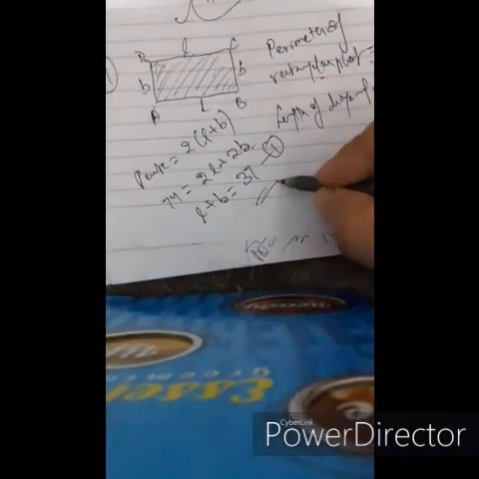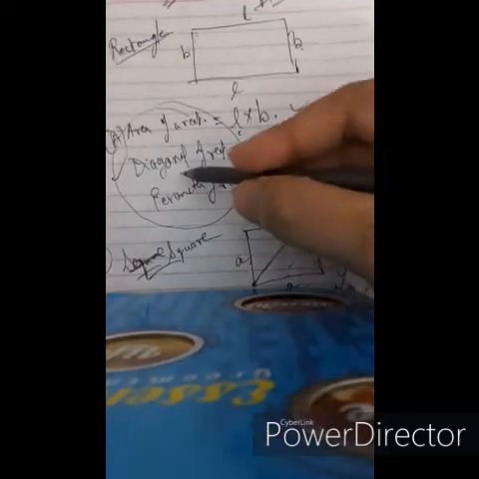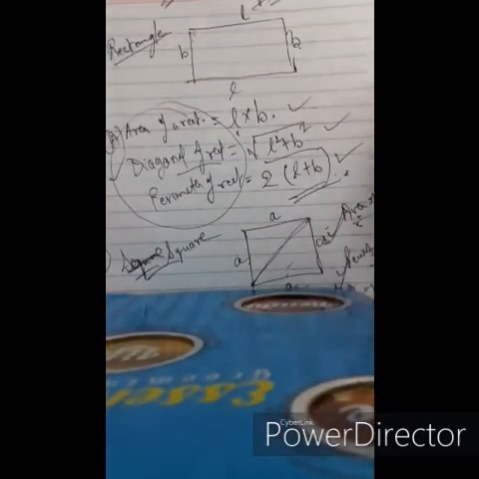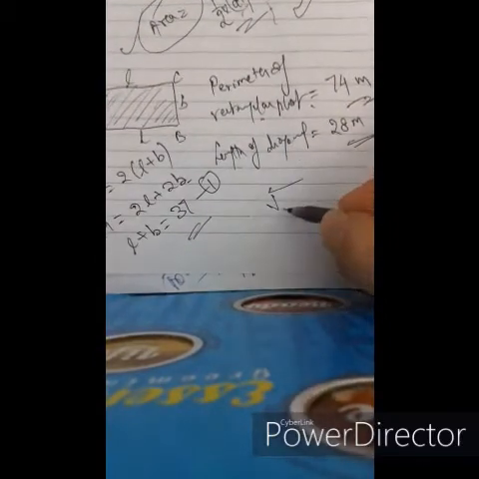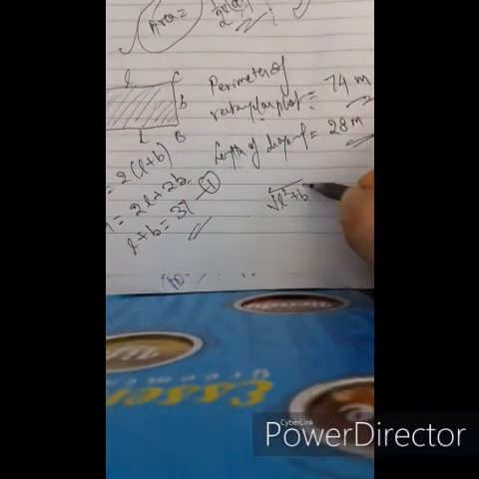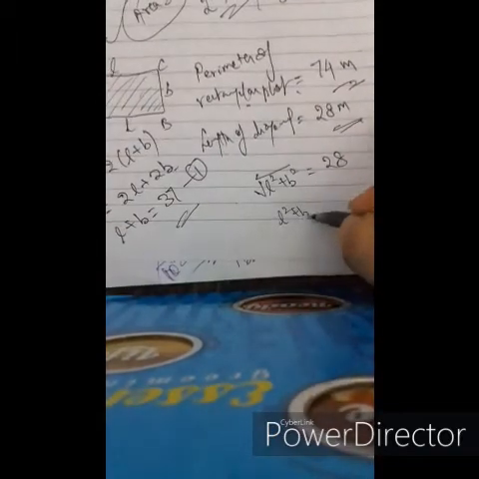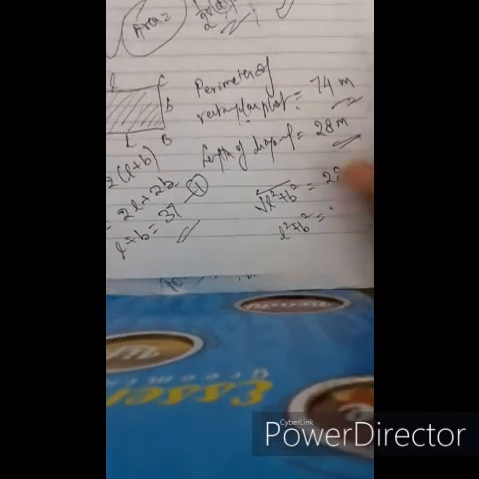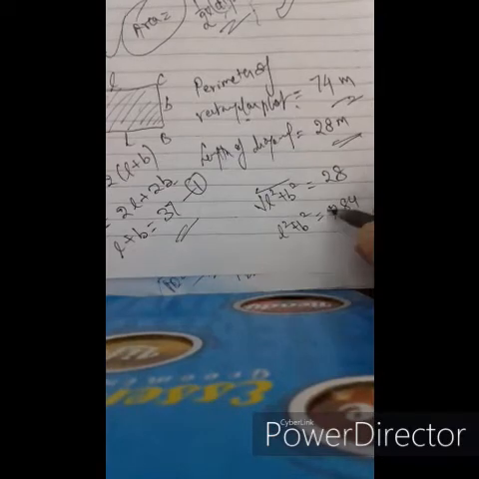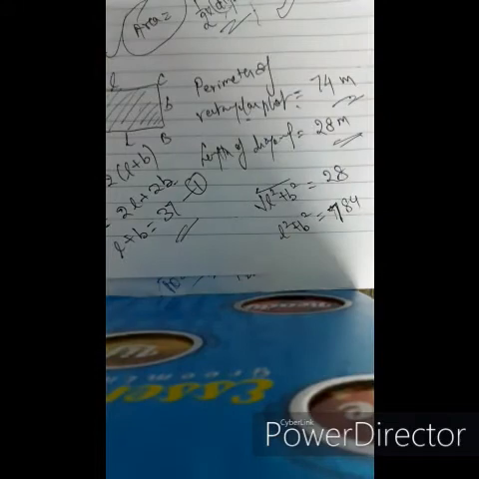Alright, L plus B came out 37. Now we know the length of diagonal formula. Diagonal of a rectangle is root under L square plus B square. So root under L square plus B square equals 28. So L square plus B square equals 28 square, that is 784. 28 square, that is 28 into 28, 784.